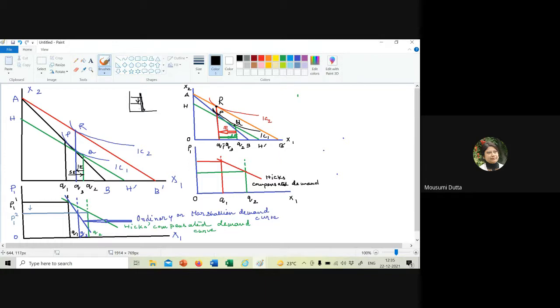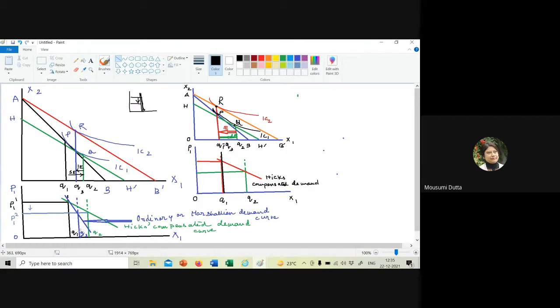Okay, so the final demand curve will be given by this perfectly inelastic one. In the earlier case, the Marshallian demand is inelastic compared to that of Hicks, however, not perfectly inelastic. Here, the black one is perfectly inelastic. It is more inelastic compared to the blue one.